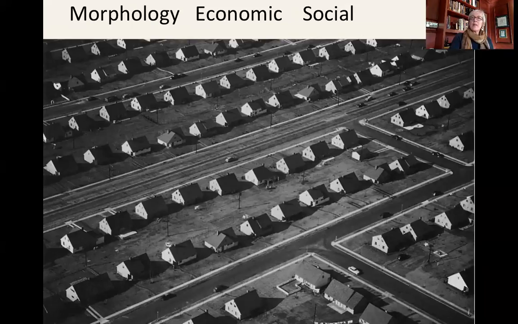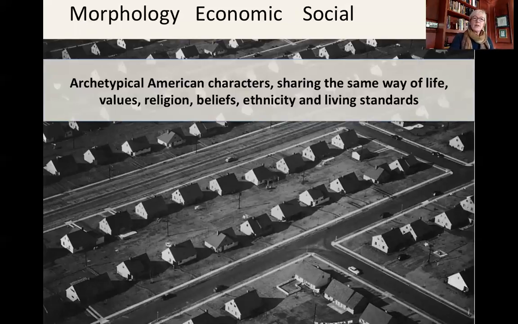We're not going to spend much time in the suburban world, but this definitely creates this shift of population away from inner city areas. So you have a decrease in rail, an increase in the automobile, and you have a beginning of a shift in a demographic within the cities. So archetypal American characters, sharing the same way of life, values, religion, beliefs, ethnicity, and living standards. And this is where it all starts back in the 50s.